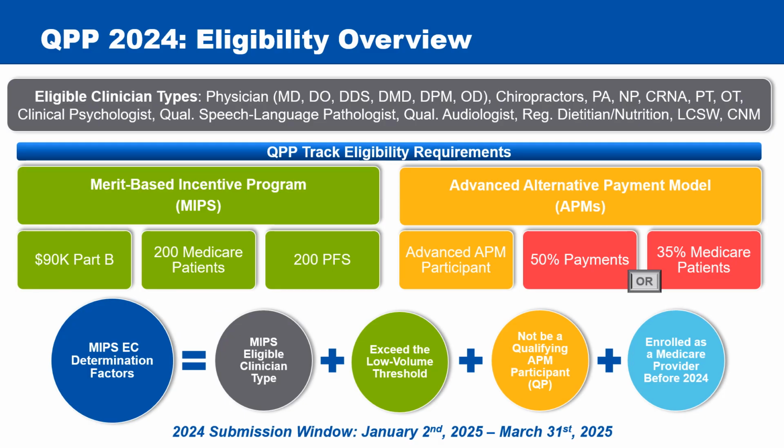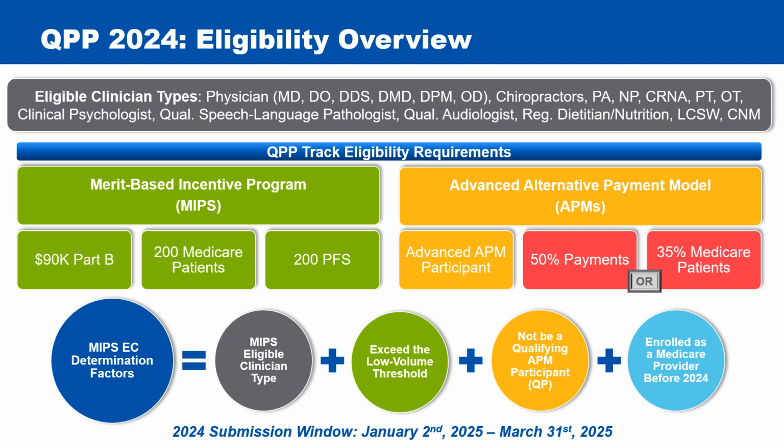So now let's take a quick look at eligibility. To be an eligible clinician in the quality payment program, you have to meet several criteria, especially participating in that MIPS track. You want to make sure that you're an eligible clinician type. That's going to be in that gray box at the top of the slide. Then you're going to want to make sure you exceed the low volume threshold.